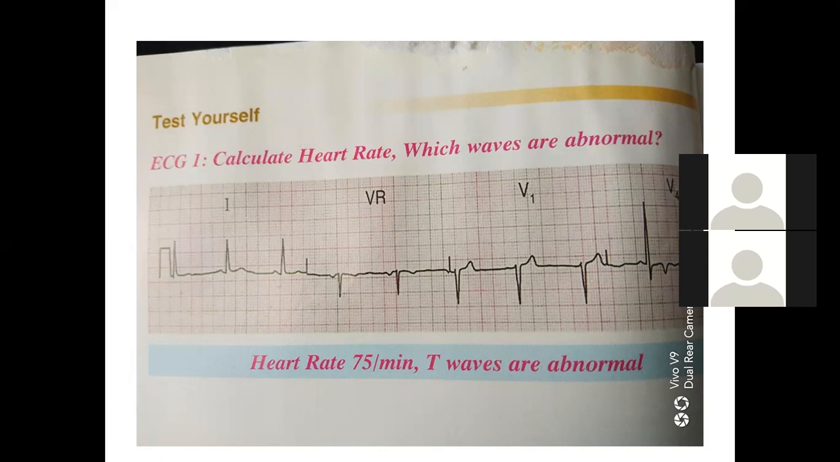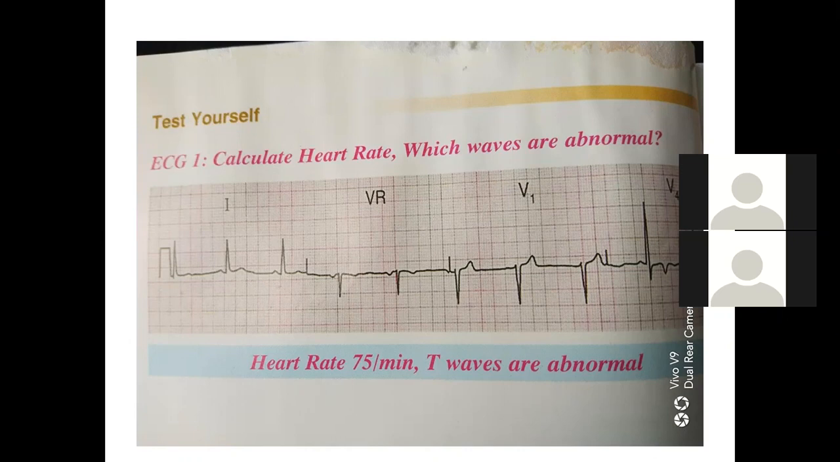Anyone? Vijay Gandhi? Sir, 1500 divided by small squares, or 300 divided by big squares. So what is possible in this case? 1500 or 300? The heart rate is possible when the squares 300. The 1500 divided by how many squares? The number of small squares. That's 24.